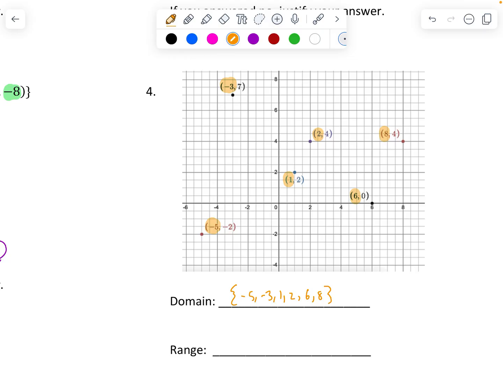Notice how on this graph we do have repeating y values right here, but that doesn't mean anything in terms of being a function or anything like that. So we don't have to worry about that.